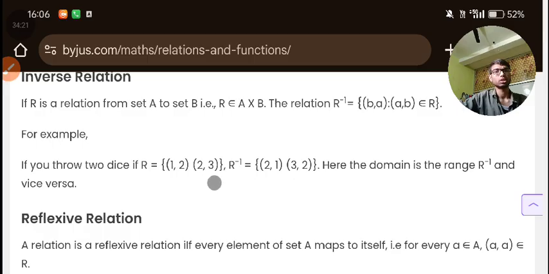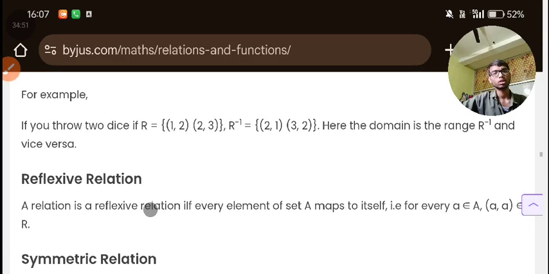Domain is the range, yes. Here this (1,2) was the domain. Now it is (1,2) and it became a range. This domain became range, and now (2,3) was a range. Now here (2,3) became the domain. This can happen when you have an inverse relation.